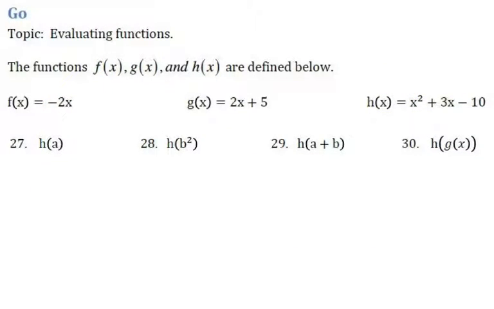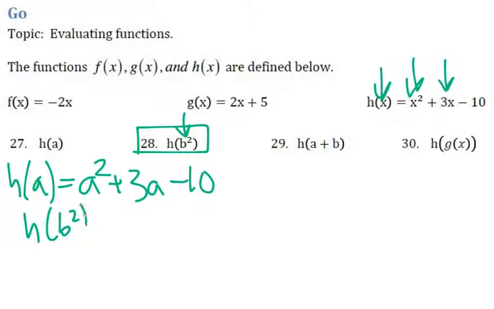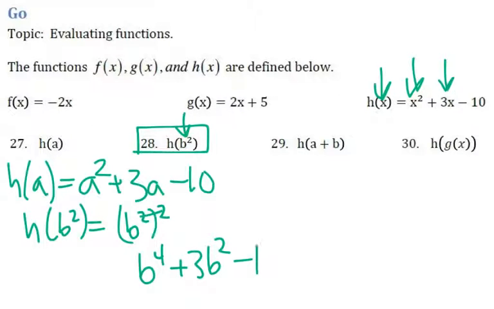Alright, last page. Let's take a look at these last ones. So h of a, so we replace all the x's with a's. Not so bad. For 28, replace all the x's with b squared and then simplify. So h of b squared equals b squared squared, which 2 times 2 would give us b to the 4th, plus 3b squared minus 10.